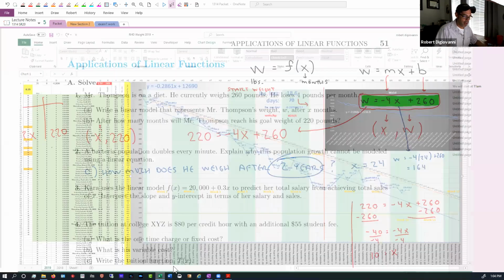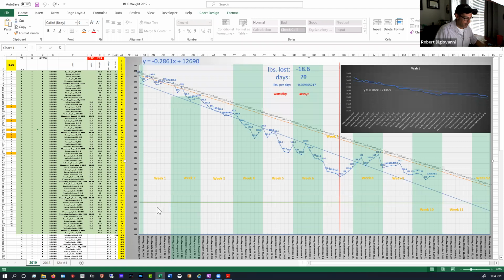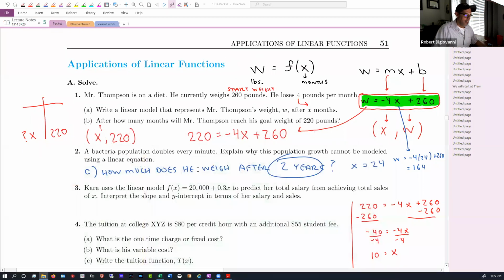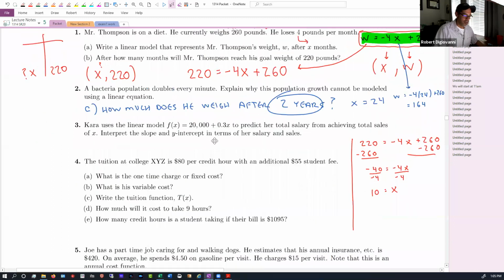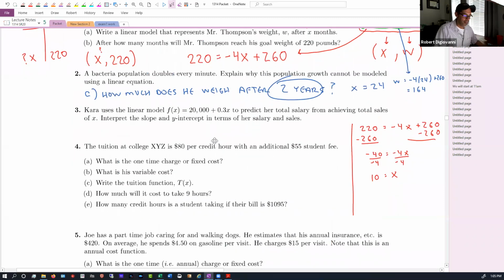I would have a goal weight. You can see my goal weight down here was 174. I don't think I ever reached it, but I could see by this line when I would reach it. I should have reached it in week 11, but I don't think it happened. Sorry about that. I'm just trying to show you something practical, I guess. It may not seem practical to you, but.